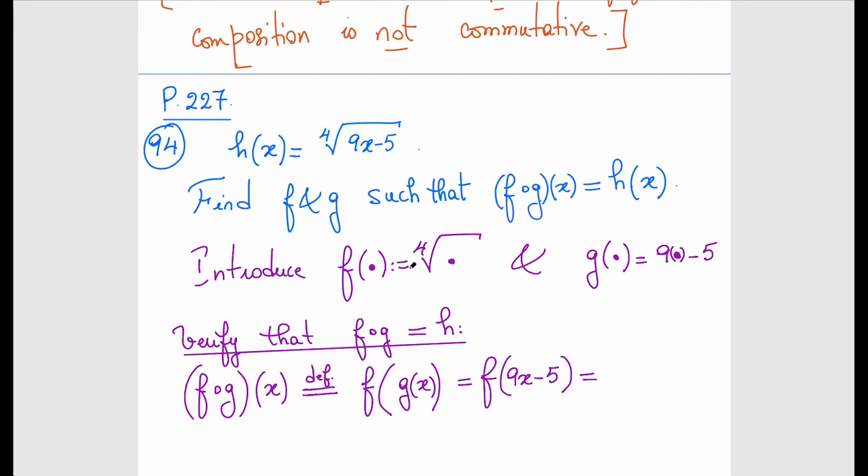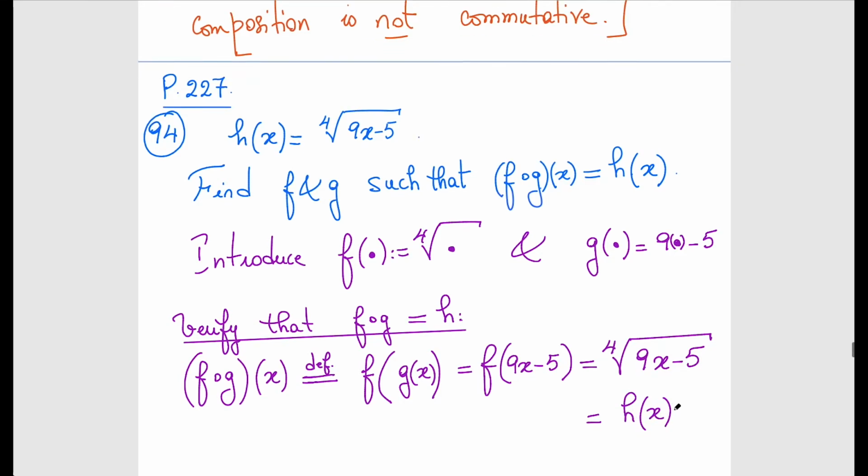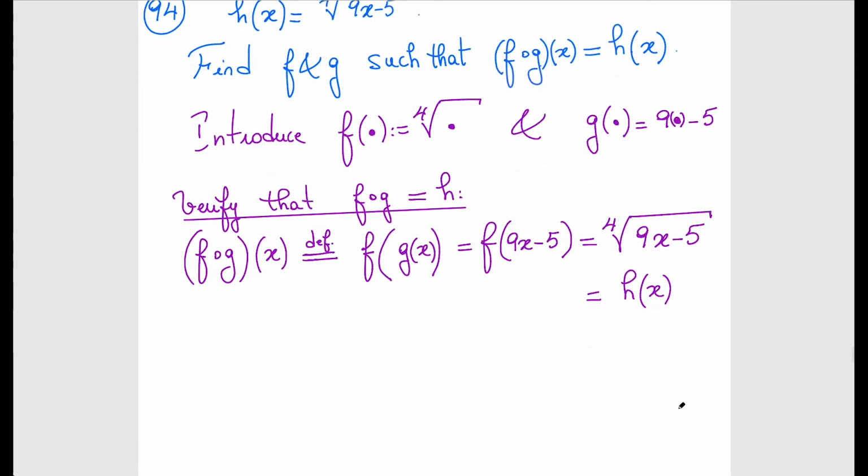And who's the input now? It is 9x minus 5. So 9x minus 5 is going to go in f, and f is going to produce the fourth root of that input, which is 9x minus 5. And isn't that the same as h of x? So what can you say then?